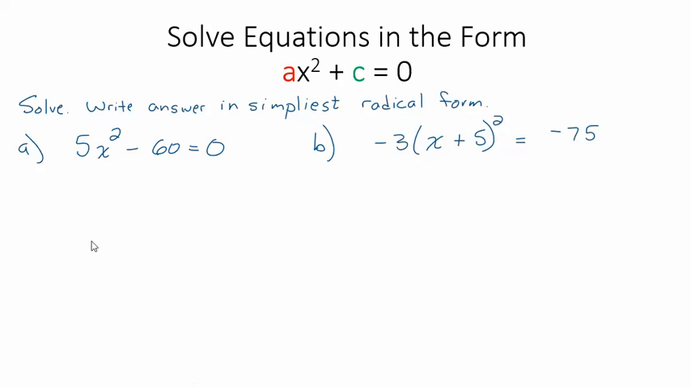All right, let's see how you did. First thing we want to do here is isolate this x squared. So we're going to add 60 to both sides. And we get 5x squared equals 60. Now we're going to divide both sides by 5 to get that x squared by itself, so we can take the square root of both sides. That's 12. All right, now we got the x squared isolated, so we're going to do our square root.